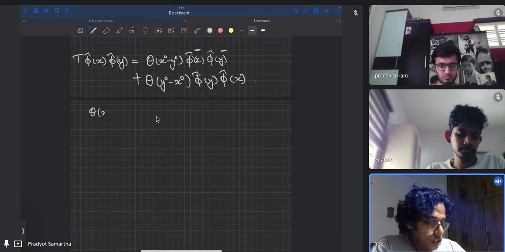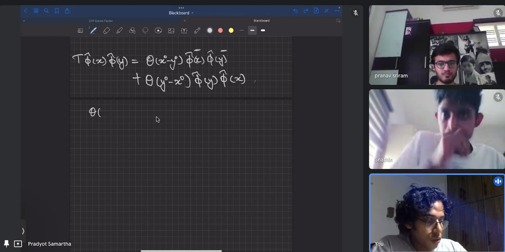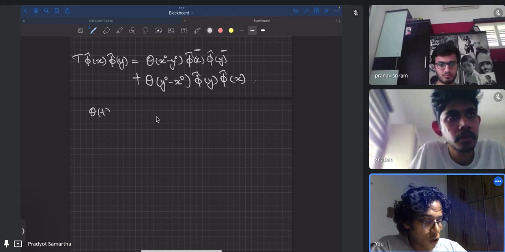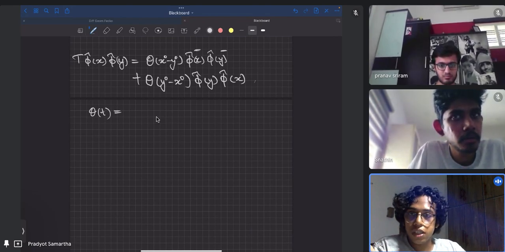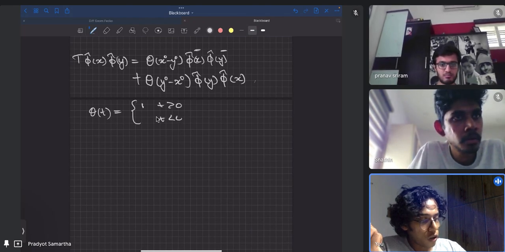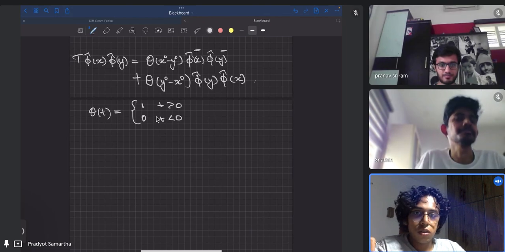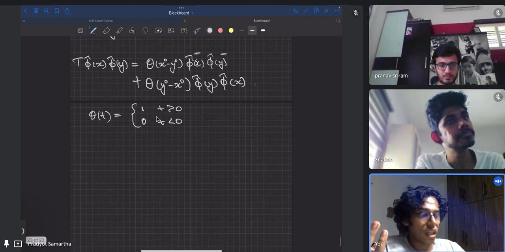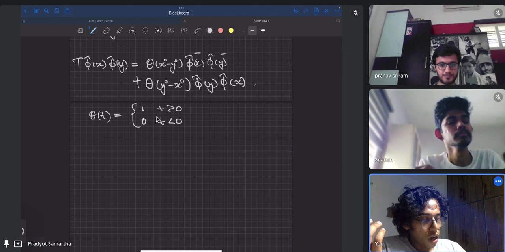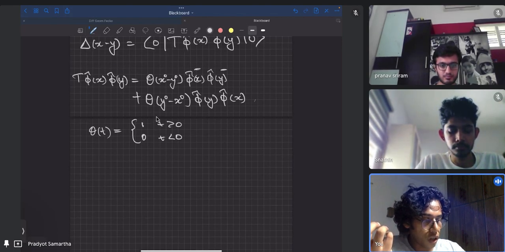So let's just define theta before then. Theta of x naught minus y naught. Let's just say theta of t is nothing but the Heaviside step function, which is 1 for t greater than 0 and 0 for t less than 0. So this is essentially the Heaviside step function. So how do you read this equation now?